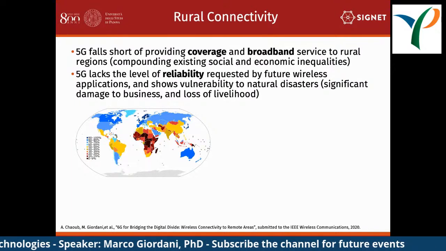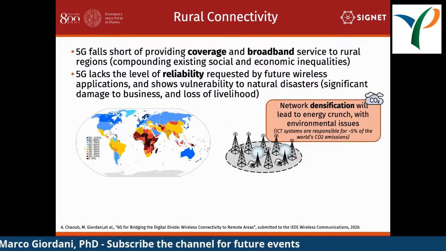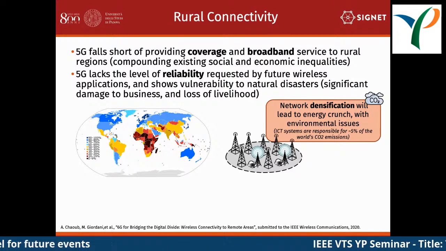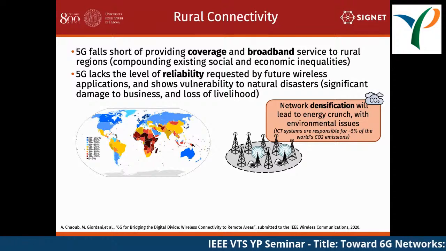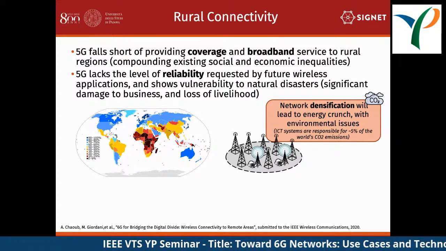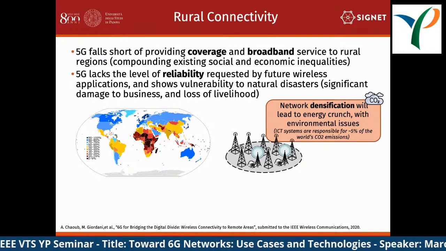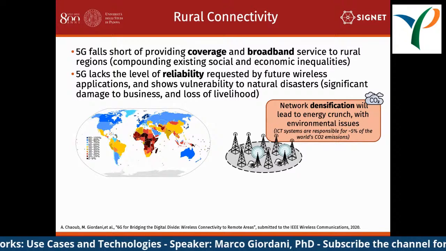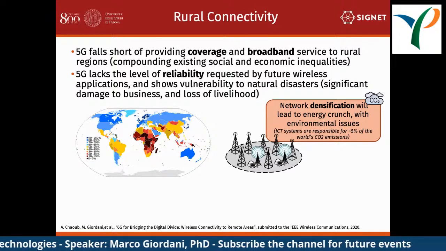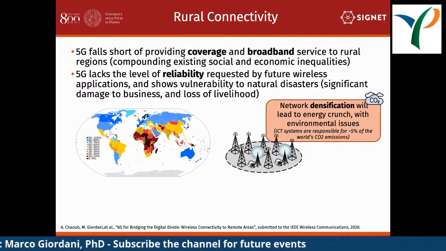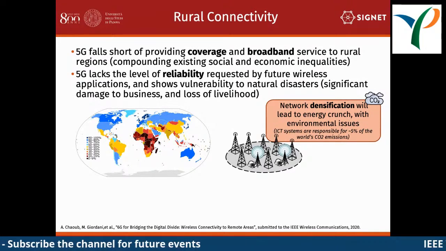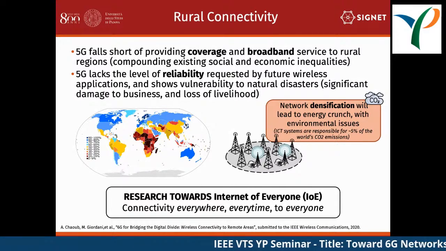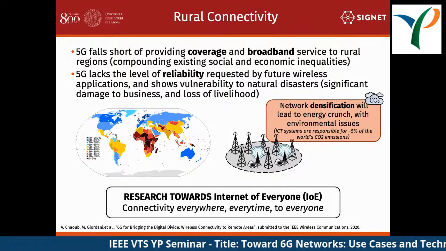So how can we provide connectivity to those areas? Well, increasing the network density, so providing more base stations in these rural areas, might be unfeasible due to the energy crunch that we'll have, and also due to the fact that sometimes network operators do not see those areas as a profitable place to install telecommunication systems. What we want to have instead is the so-called Internet of Everyone. So we want to provide connectivity everywhere, every time, to everyone.